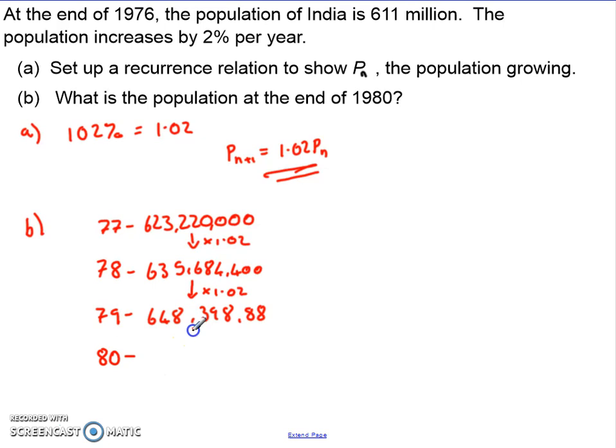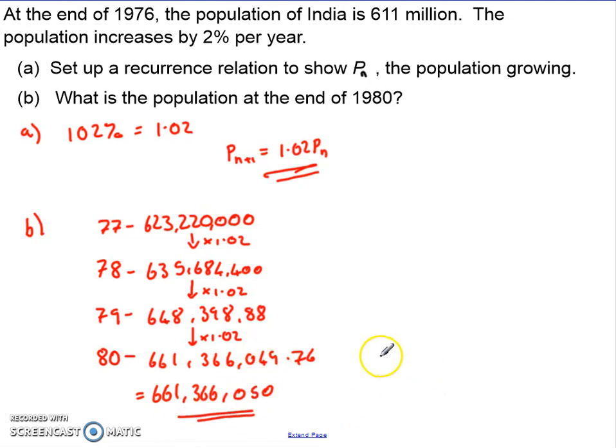We want the end of 1980, so we've got one more calculation to do. We times it by 1.02. Multiplying that by 1.02, you get 661,366,049.76 people. Now, we know we can't have 0.76 of a person. You kind of get three quarters of a person in a hospital. So what we do is we have to round this up. So we then get 661,366,050.